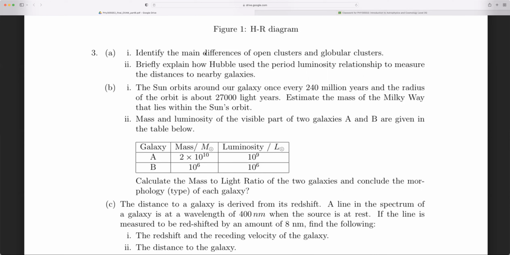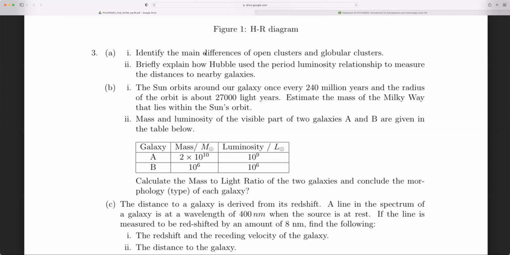you don't remember. And then the second question is: briefly explain how Hubble used the period luminosity relationship to measure the distances to nearby galaxies. And this is what I discussed at the beginning of the chapter that I did a few days ago about galaxies, how astronomers found that there are other galaxies in the universe other than our own Milky Way, right? For that, they used this period luminosity relationship, specifically the relationship coming from the Cepheid stars. And I have very clearly explained the process.